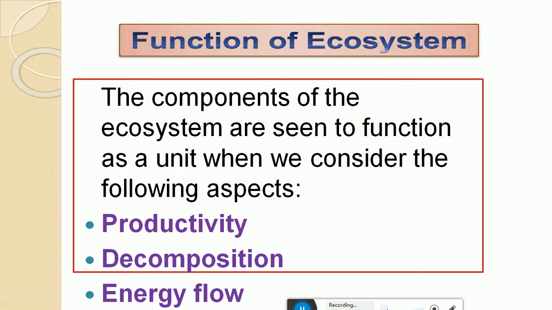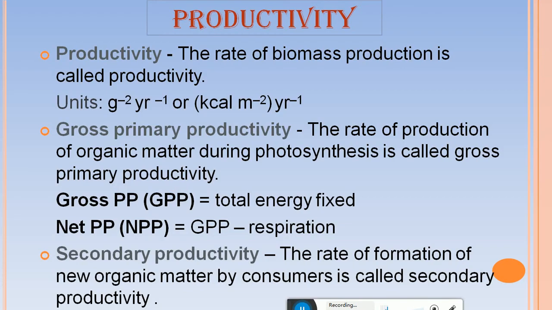Now, the functions of the ecosystem. We consider three aspects: productivity, decomposition and energy flow. So what is meant by productivity? The rate of biomass production is called productivity. Its unit is kilocalories per meter square per year. Then we have gross primary productivity. The rate of production of organic matter during photosynthesis is called gross primary productivity. So GPP is given by the total energy fixed, and the net primary productivity is given by GPP minus respiration.